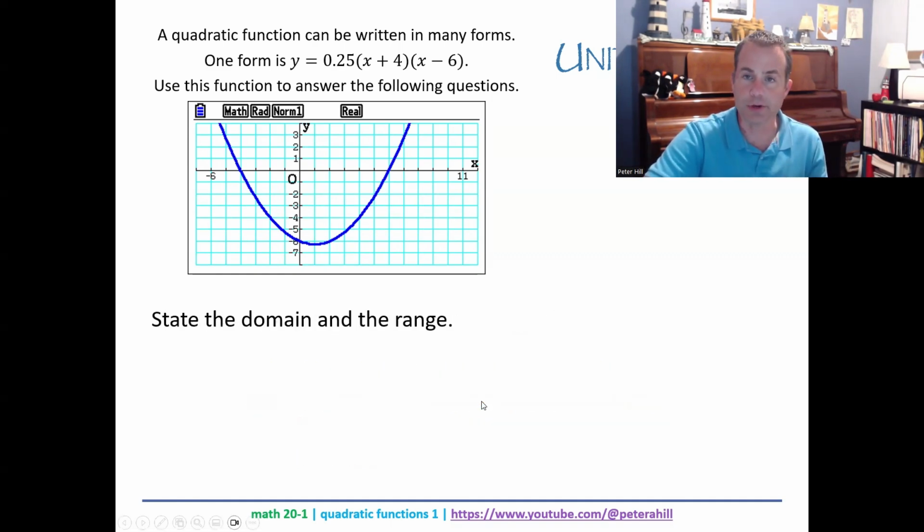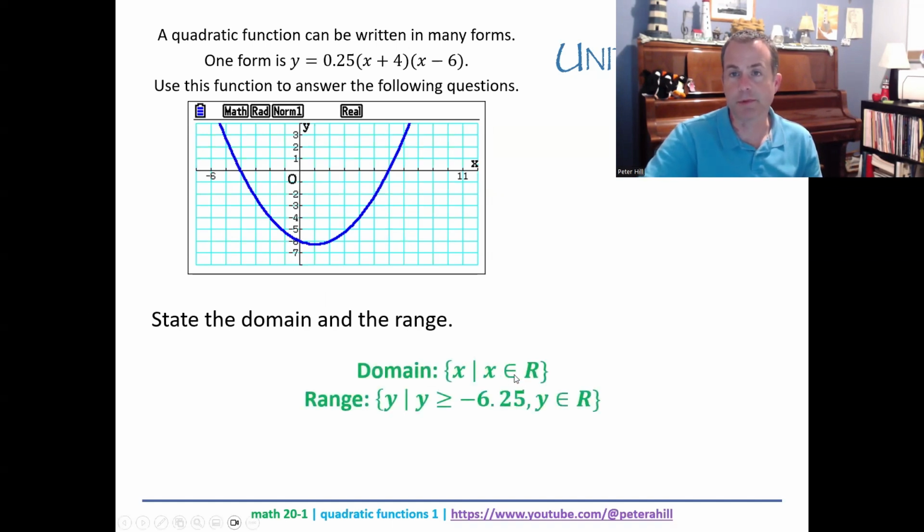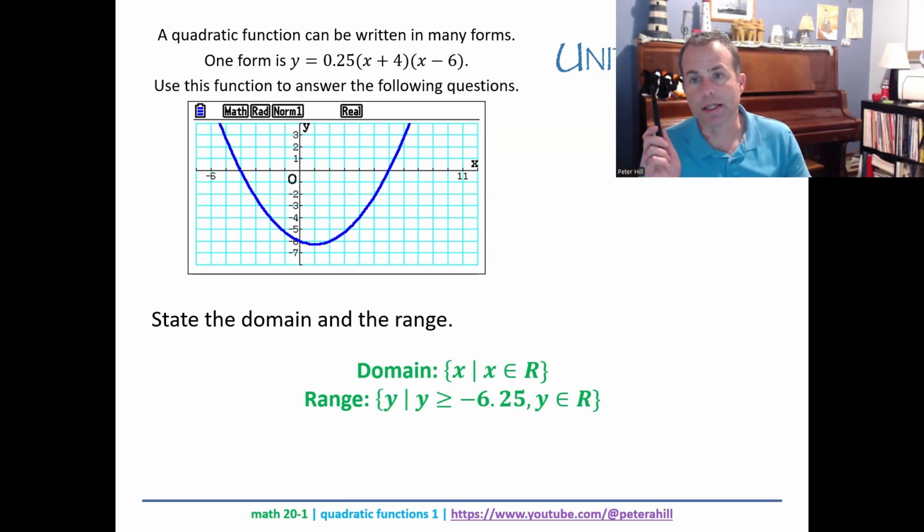Okay. State the domain and range. Well, the domain is going to be real, so all the values of x such that x is a member of the reals. The range, I can't be anything I want on the range because I have a bottom to this graph. And the bottom is at -6.25. I got that backwards, sorry. -6.25. You have that right on your table if you just want to reference it. Okay, so domain is all the values of x such that x is a member of the reals. Range, all the values of y such that y is greater than or equal to -6.25 and y is a member of the reals.